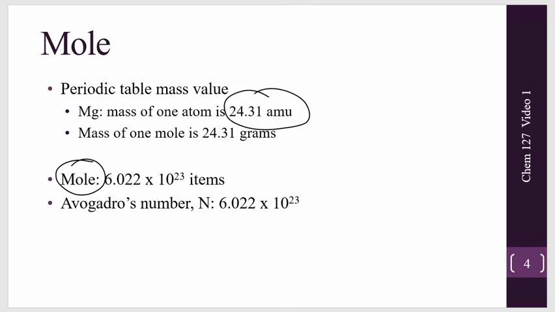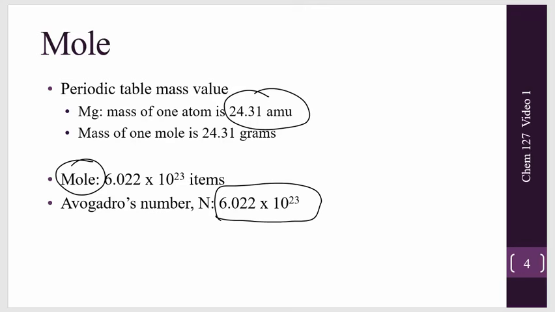So think about maybe buying a dozen eggs at the grocery store. You don't need to pick out exactly 12. You can buy just a carton that has a dozen in them. And we use something like that for atoms. This is the mole. And the actual mole is 6.022 times 10 to the 23rd items inside 1 mole.